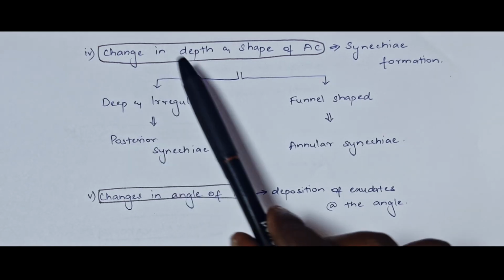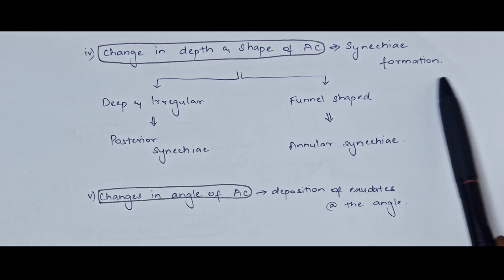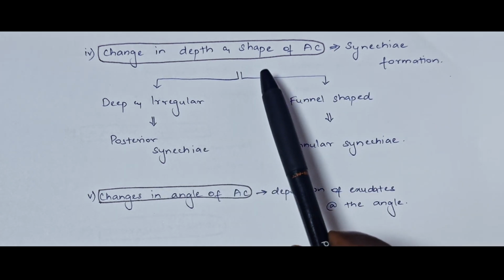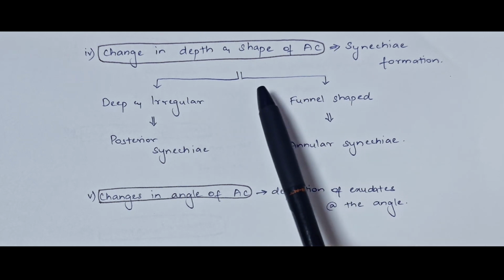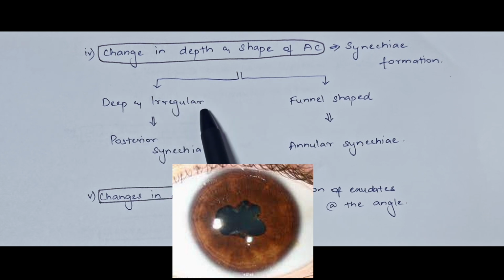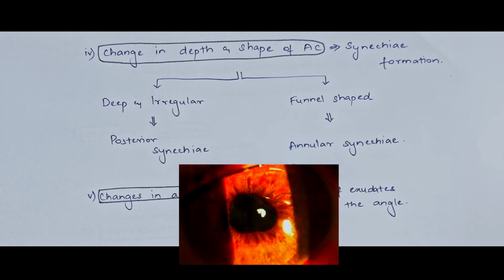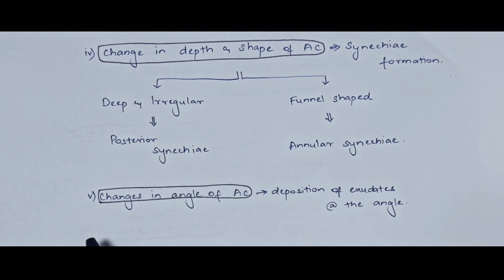And there can be change in the depth and shape of anterior chamber. This is due to synechiae formation. The depth and shape can be deep and irregular or funnel shaped. Deep and irregular implies posterior synechia, and funnel shaped implies annular synechia. There can be changes in the angle of anterior chamber due to deposition of exudates at the angle of the anterior chamber. Now we will see the iris signs.